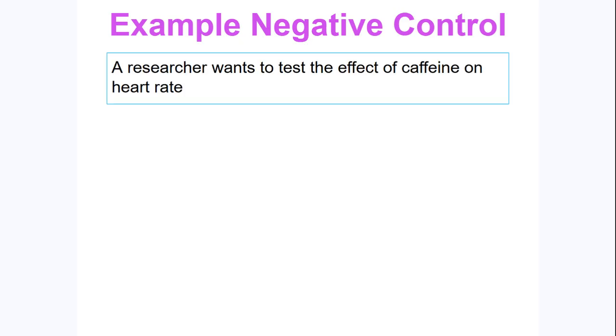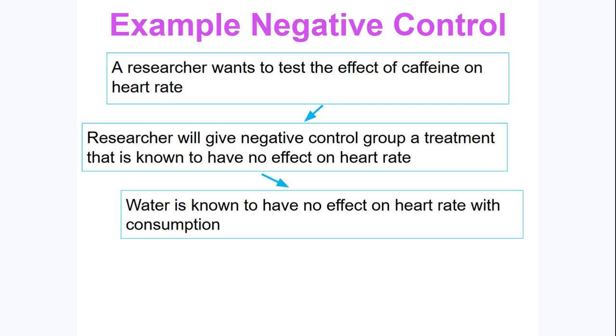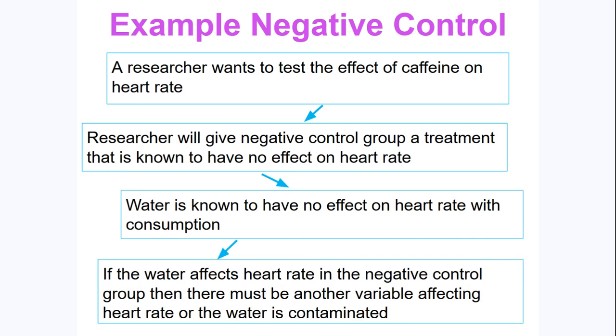Some examples of negative controls. A researcher wants to test the effect of caffeine on heart rate. The researcher will give the negative control group a treatment that is known to have no effect on heart rate. And it's going to be water because water should not affect your heart rate. Water is known to have no effect on heart rate with consumption. If the water affects the heart rate in a negative control group, then there must be another variable affecting the heart rate, or the water is contaminated.